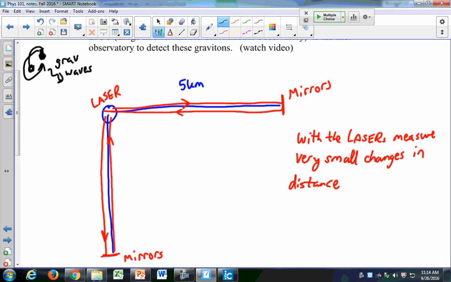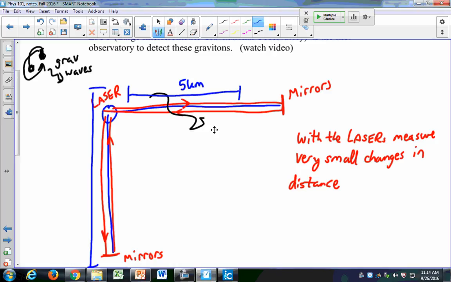So when the gravitational waves actually travel through LIGO, this distance will get shorter. I'm going to exaggerate it. It's like the actual space just shrinks a little bit, and this distance over here will get longer, by a tiny, tiny amount, but an amount that's measurable. And that's what they did, I think it was last spring or last fall. They detected the first gravitational waves.